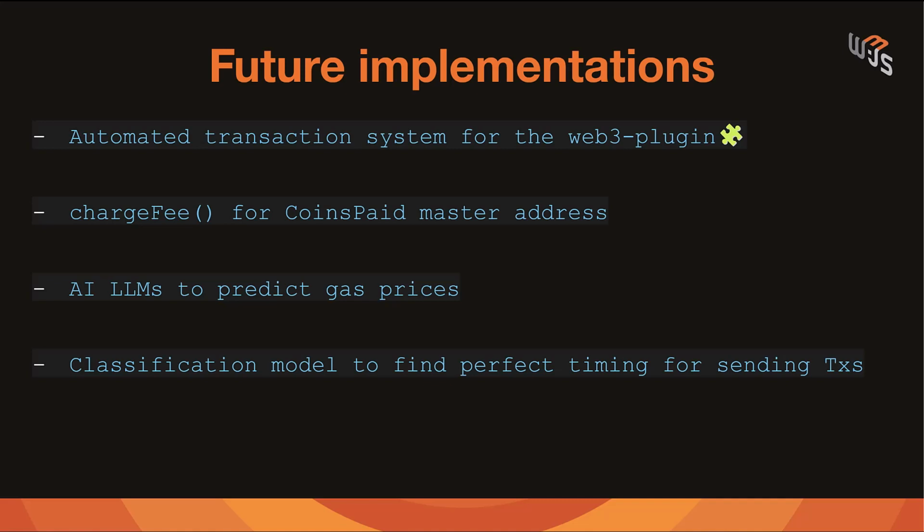And third, use an AI large language model to predict gas prices for future blocks based on past on-chain data. And fourth, create a classification model that determines whether it's a good time to perform the transaction or not.